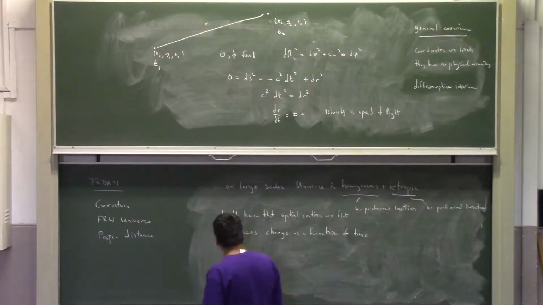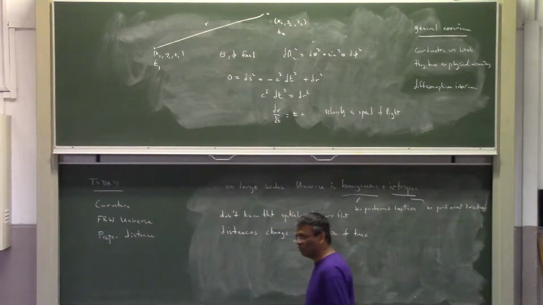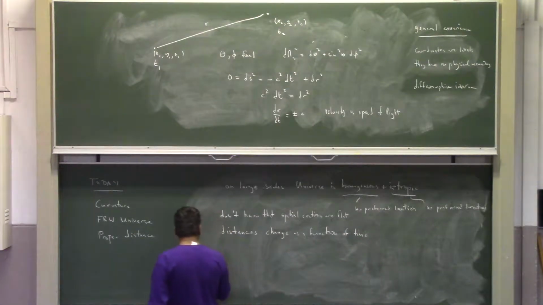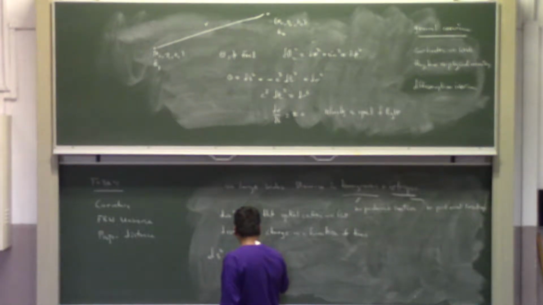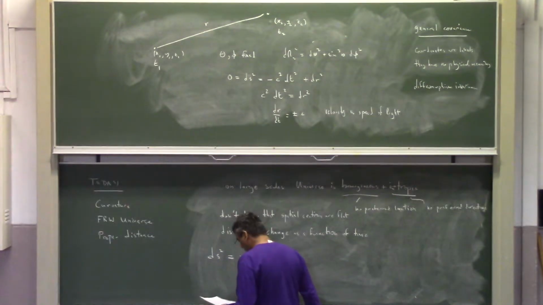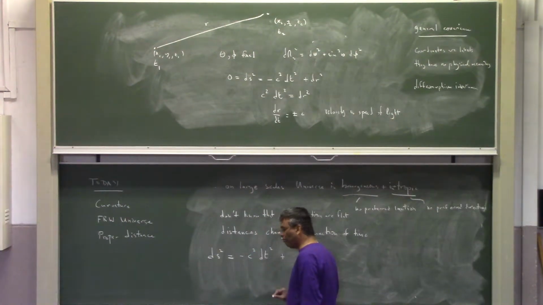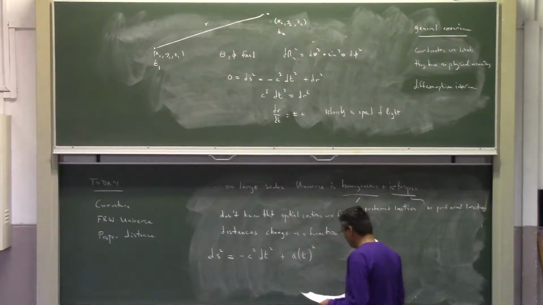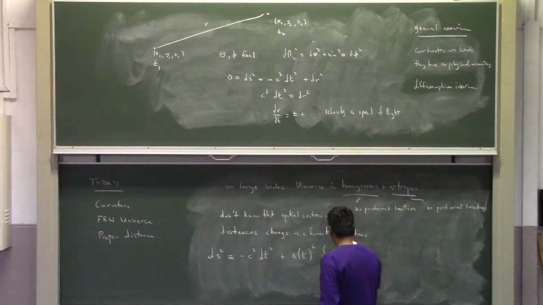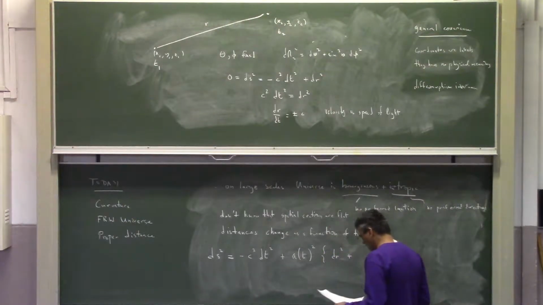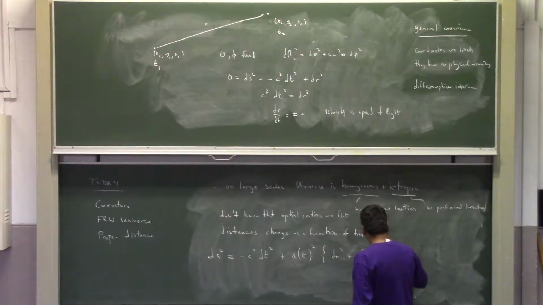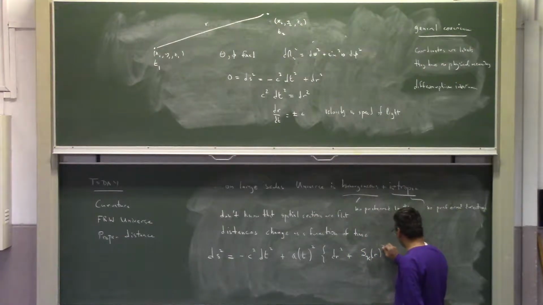So, based on this, we'll just make an ansatz for what the metric of curved space should be. So, ds squared is going to be minus c squared dt squared plus, because distance is some function of t, we should include some function a of t. And then we just have the metric in the different spatial sections we looked at previously.